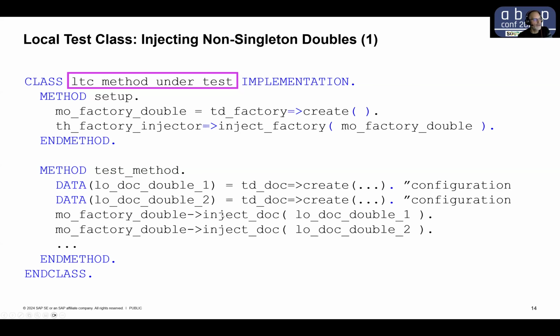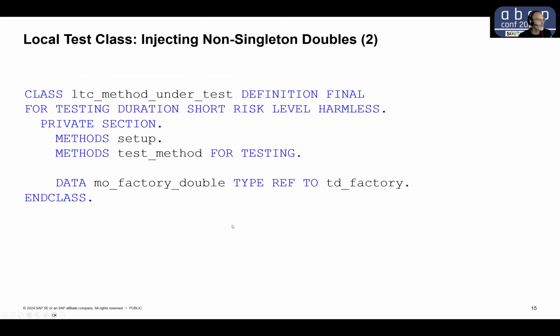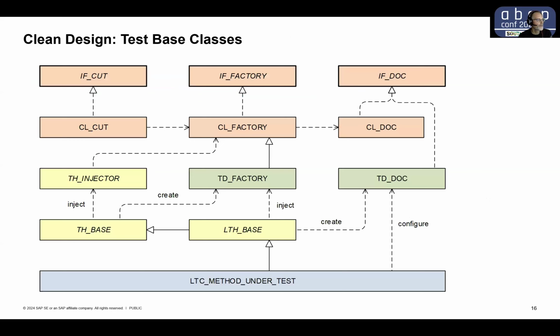So this can only be done if this is an attribute. On the other hand, we don't need the doc double before we can eventually configure it fully. So we don't need an attribute for it. We can do all this locally. Just create this local object and inject it, and that's it. So no attribute is needed. So that's why we have here a slightly different situation.